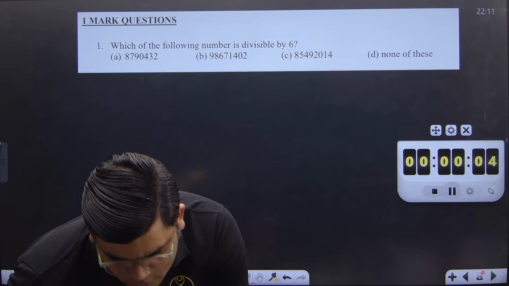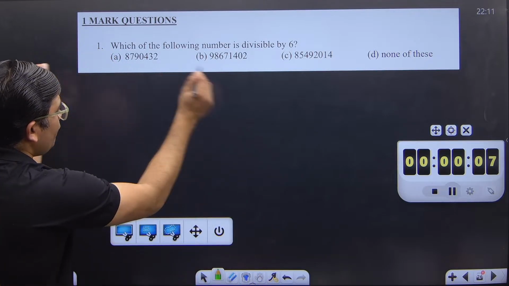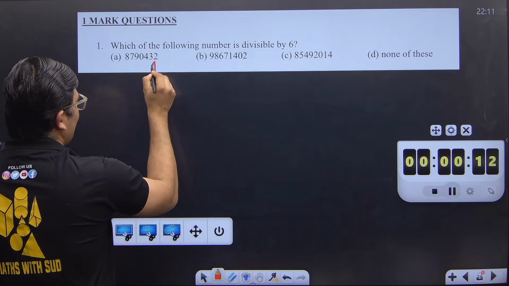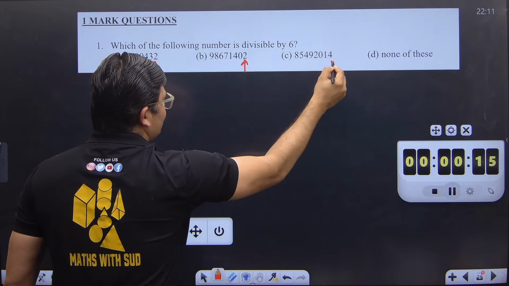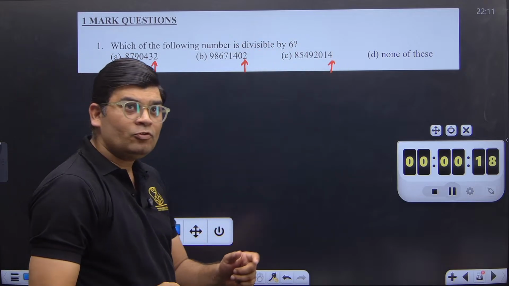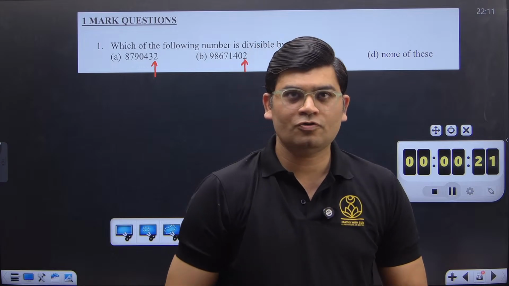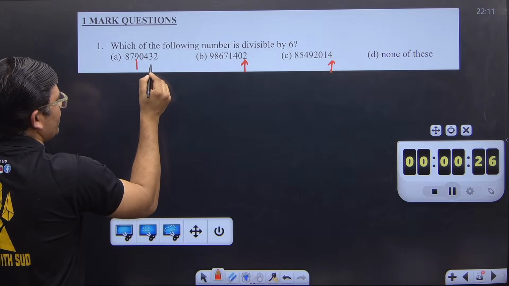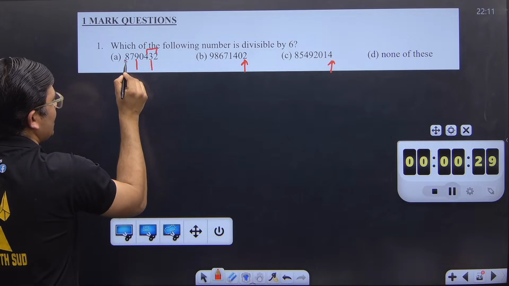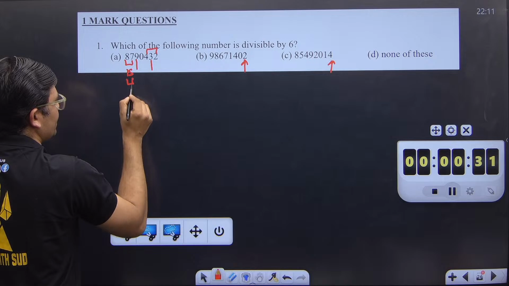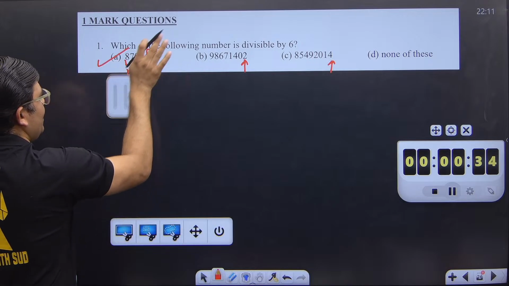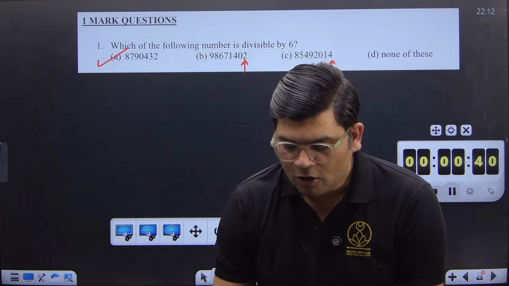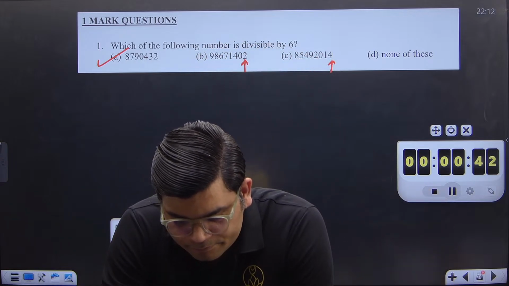Now see this. Which of the following numbers is divisible by 6? First we have to check whether the number is even or not. We can check it by seeing the last digit. So it is an even number. Now we have to check whether the digit sum is divisible by 3 or not. So we remove the 9 and 3; 4 plus 2 is 6, and 8 plus 7 is 15, which is also 6. So this number is divisible by both 2 and 3. So it is divisible by 6. All right, is it clear?